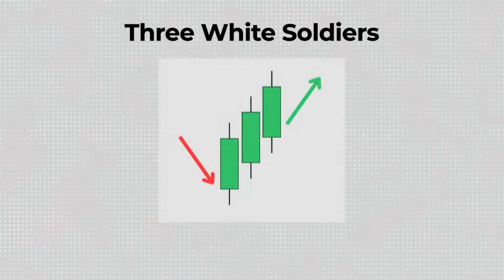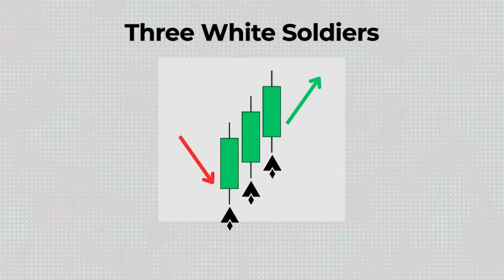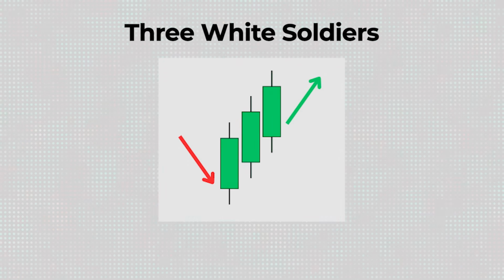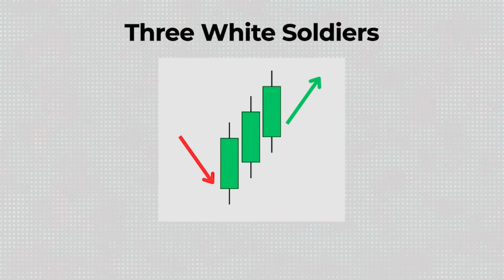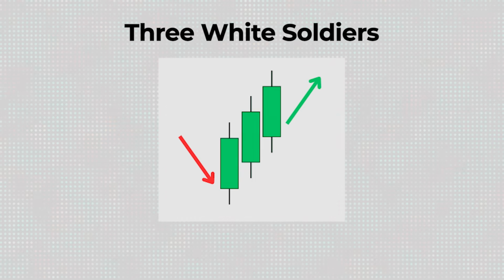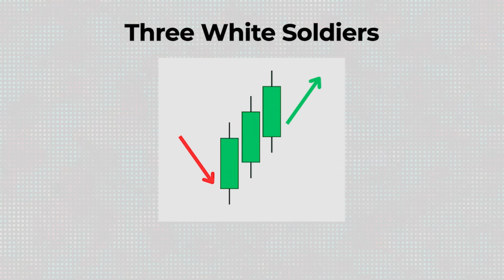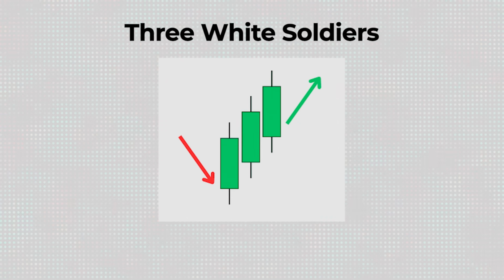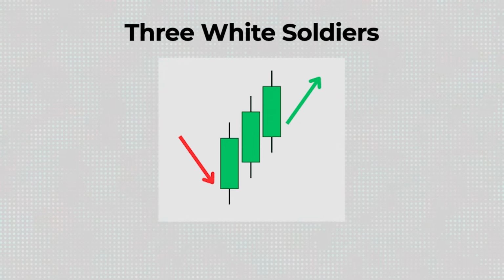Next, we have the 3 white soldiers pattern. This pattern has 3 long green candles in a row, each starting inside the previous candle and ending near the top. This pattern shows strong buying pressure, with buyers consistently beating sellers and pushing the price higher. When this formation appears in a downtrend, it signals a strong bullish reversal.